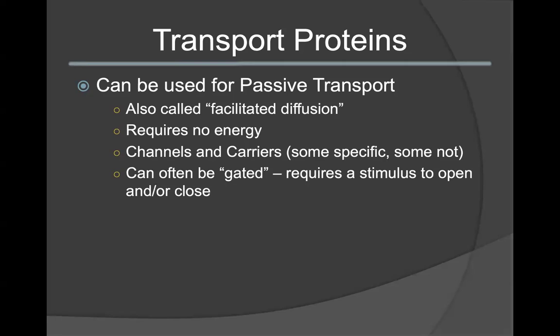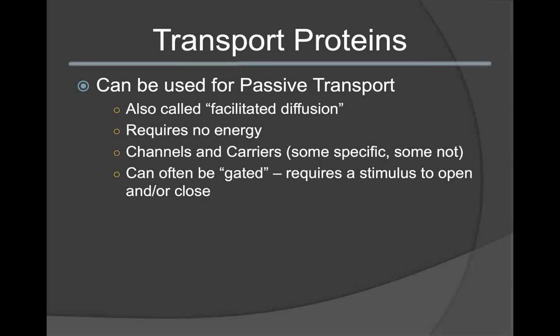Let's take a look at transport proteins. Transport proteins can be used for passive or active transport. When they're used in passive transport, this is also called facilitated diffusion. Remember, this does not require any energy. Molecules are moving from an area of high concentration to an area of low concentration. We saw this with our images with a protein channel or a protein carrier.